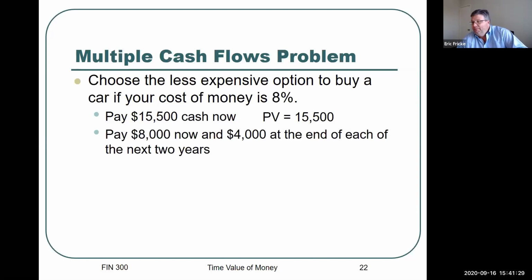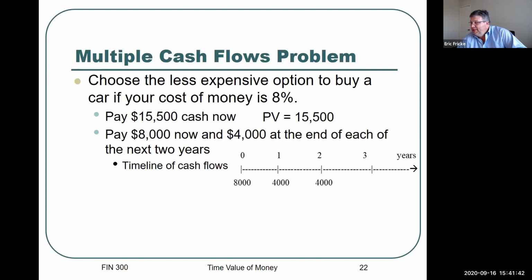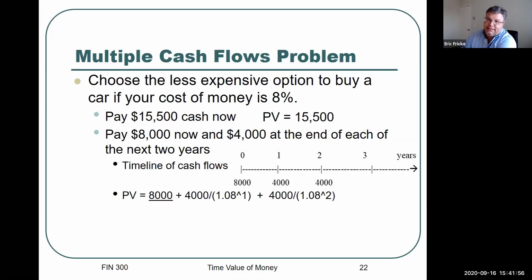Let's assume that the other option is to pay $8,000 now and then $4,000 at the end of each of the next 2 years. If we put that on a timeline just to organize it, it's going to look something like that. So now let's go ahead and take the present value of it. Now check this out. This is a little different than the last example. The $8,000 right here, you notice how we're not dividing it by 1 plus R? And that's because it's already at time 0. So we just leave that be by itself.